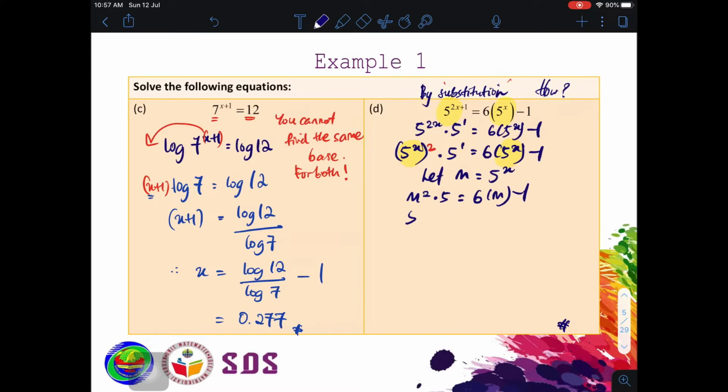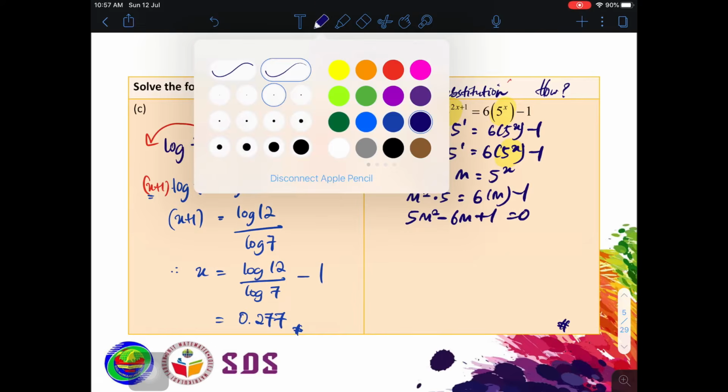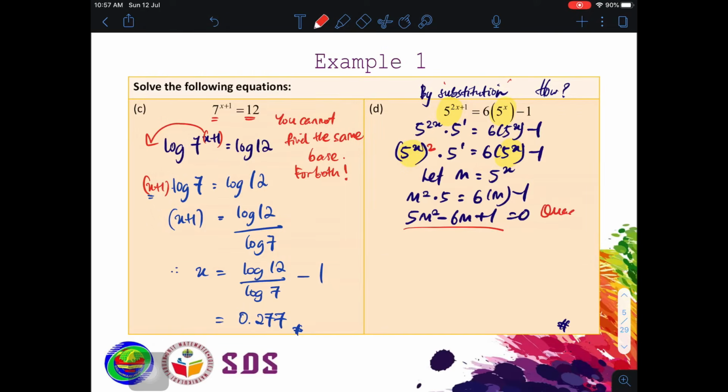I rearrange it and ta-da! I got the quadratic equation like that. Because that is our main purpose of doing the substitution. I must get a quadratic equation. And now I try and see whether I can factorize this easily or not. Okay, by using your calculator, you will straightforwardly get an answer. Very easy factorization. One of your answers is 1 over 5 and the other one is 1.